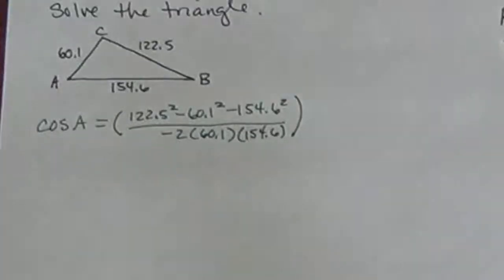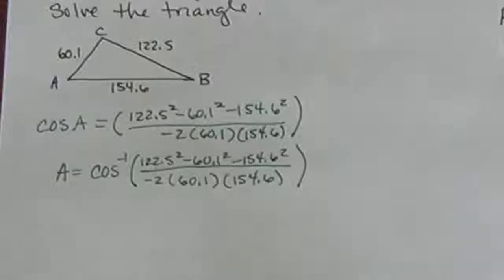So here we can see that cosine of A is going to equal 122.5 squared minus 60.1 squared minus 154.6 squared, divided by negative 2 times 60.1 times 154.6. And again, this is just our law of cosines, the very first equation rewritten in terms of the angle. To solve further, we're going to take the arc cosine of this. Plug this into the calculator and we can see that angle A is going to be 47.7 degrees.